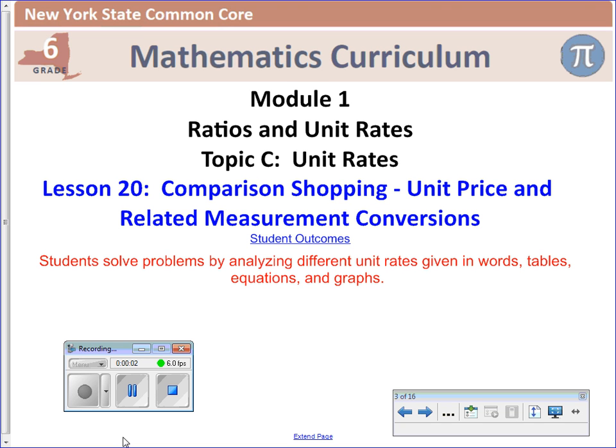Okay, today we're looking at Module 1, Lesson 20, and we're going to continue using unit price or unit rate to compare measurements. So a lot of times, when do we need to know this? Why do I need to know this? You all know that I'm planning a 5K for next Saturday. I've been working very hard on it.